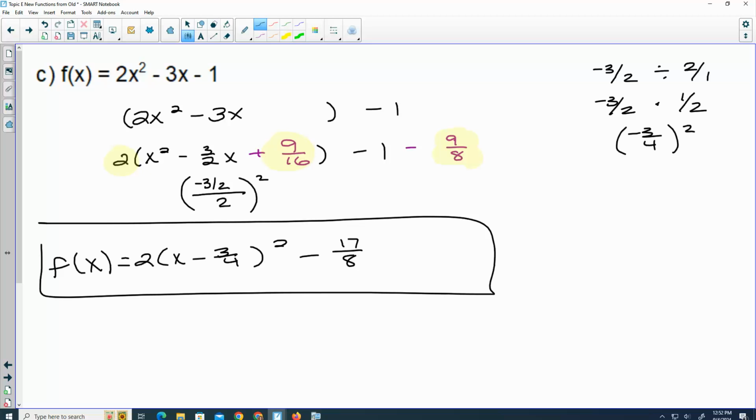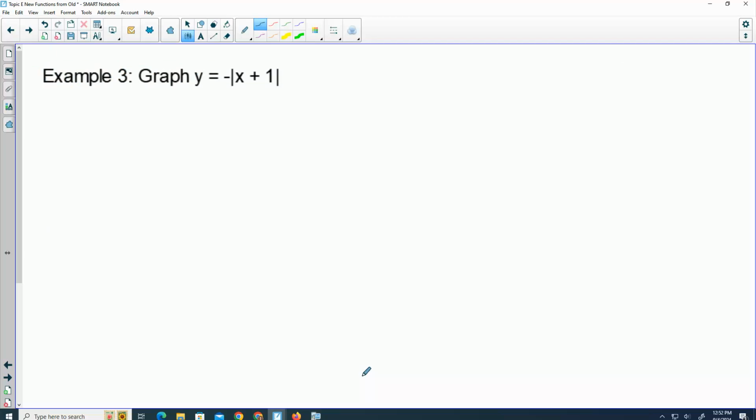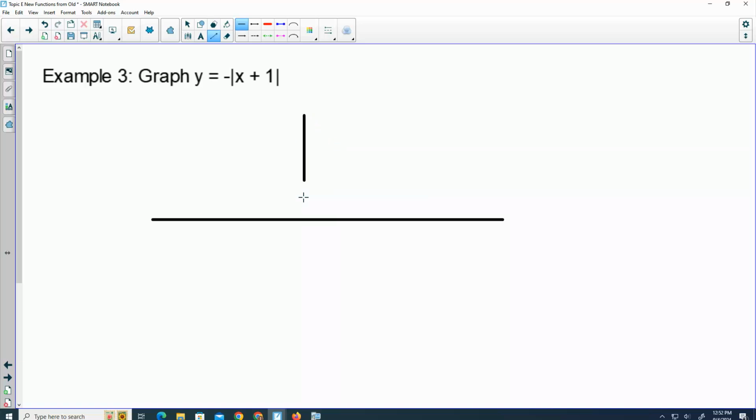All right. Any questions about those? All right, let's look at this one. What's my parent function? Absolute value of x. So, absolute value of 0 is 0, just the pointy one. Absolute value of 1 is 1. 2, 2. Negative 1, 1. Negative 2, 2. So remember the absolute value graph is a V.